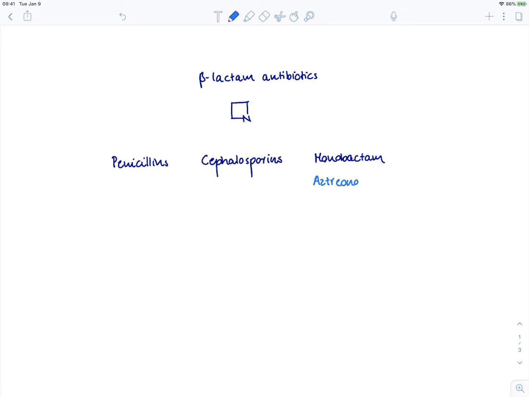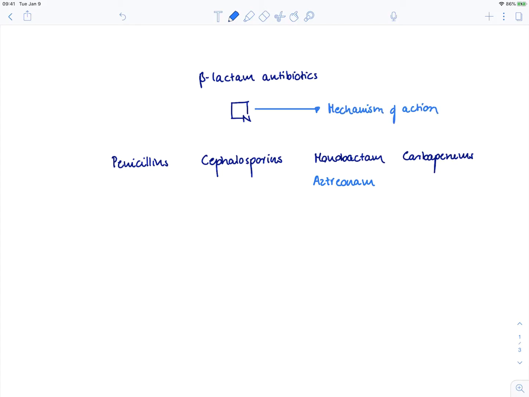In this video, I want to talk about the mechanism of action of beta-lactam antibiotics. Why they're all grouped together is because they have a beta-lactam ring, so this four-membered ring structure. Who belongs to the beta-lactam antibiotics? The penicillins, the cephalosporins, the monobactams, there's only one representative, which is aztreonam, and the carbapenems. The beta-lactam ring is responsible for the mechanism of action.